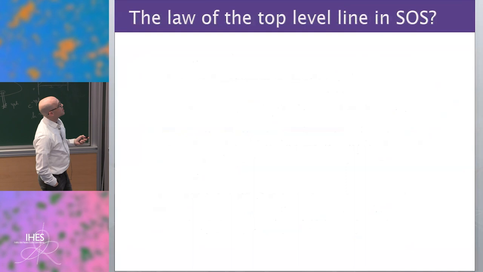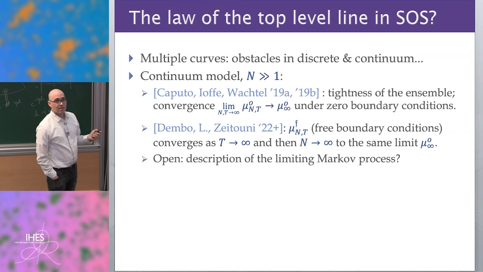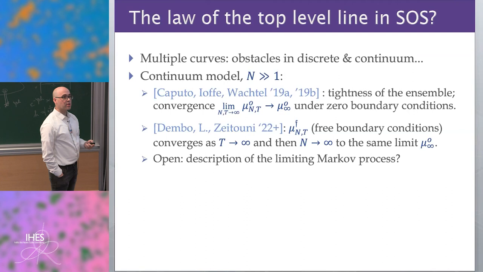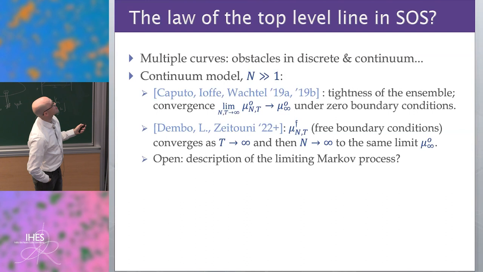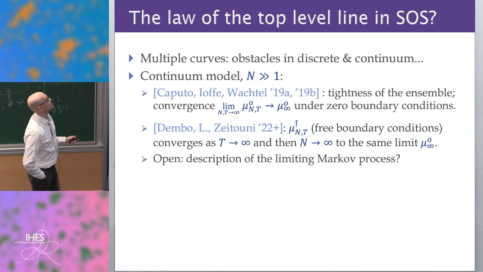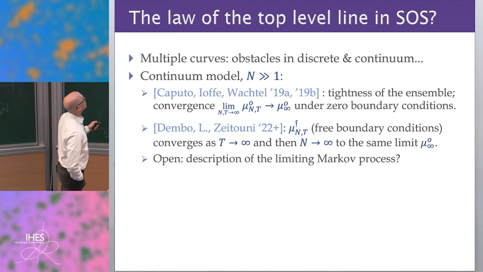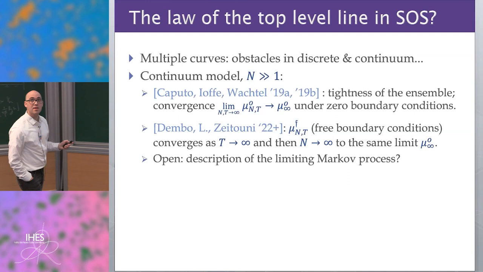Okay, so the SOS situation is unfortunately similar, but now, instead of one curve, we have many curves, and actually we're going to take n to be log n, logarithmic in the distance between 0 and t, so it should be like log capital T. There are some results already showing the tightness of the ensemble as n goes to infinity is non-trivial. We have a paper on this with Dembo and Zaytouni that answered one of these problems, showing that free boundary condition is the same as zero boundary condition.